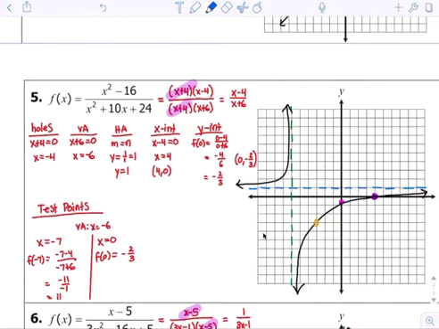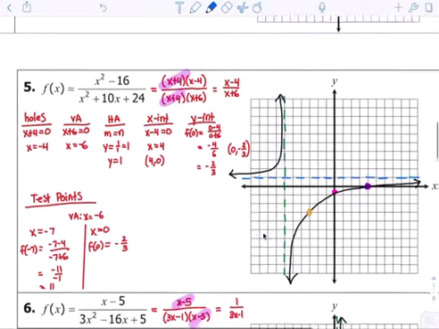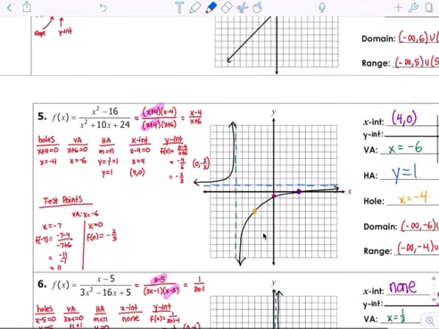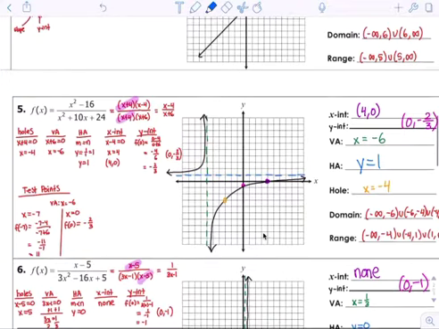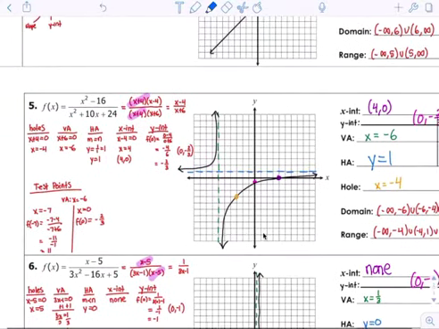Y-intercept, substitute 0 into the equation, right? So 0 minus 4 over 0 plus 6, which is negative 4 over 6, which is negative 2/3. So 0 comma negative 2/3 is your y-intercept. And then I just plotted my vertical asymptote, horizontal asymptote, x-intercept, and y-intercept. And I put down the hole.